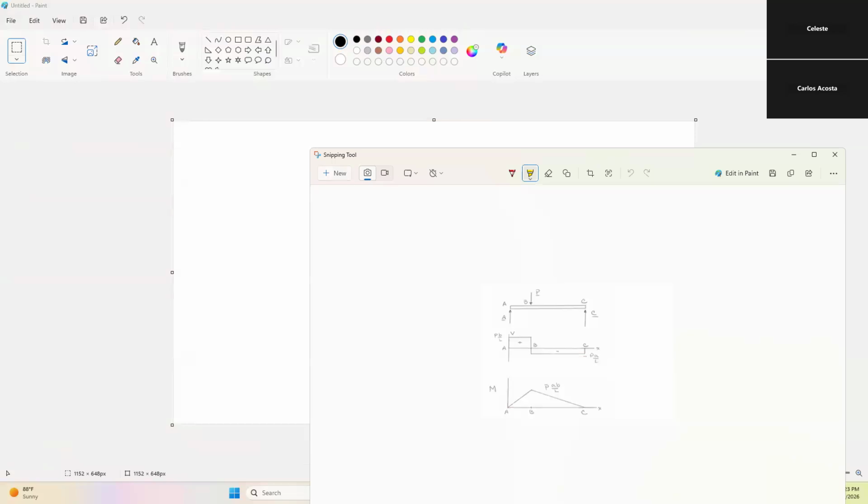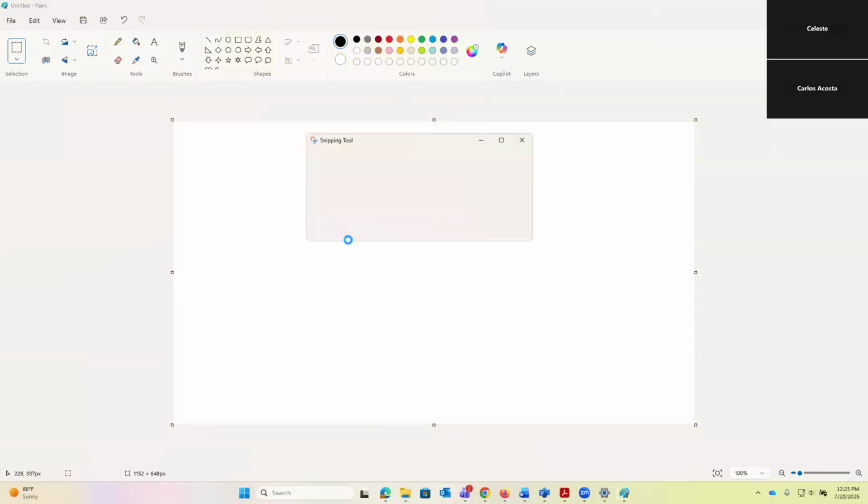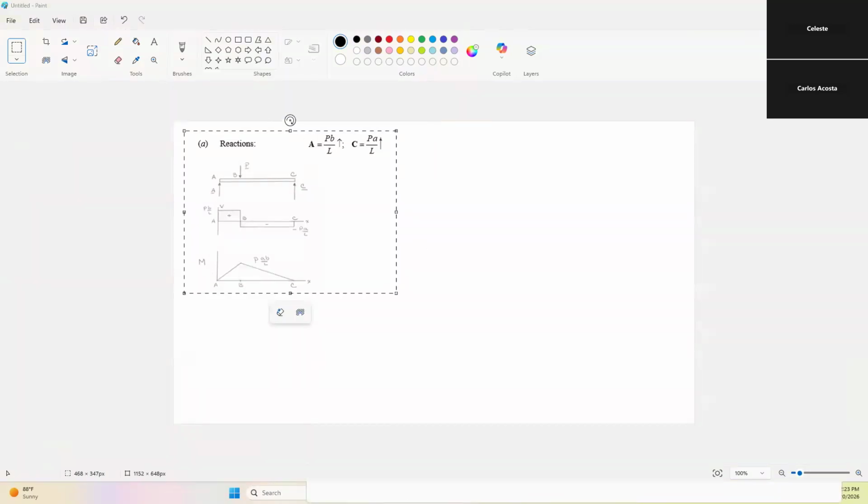Let me see if I have it solved here. So reactions and the diagram. Okay, and then moment. This is what we did before.